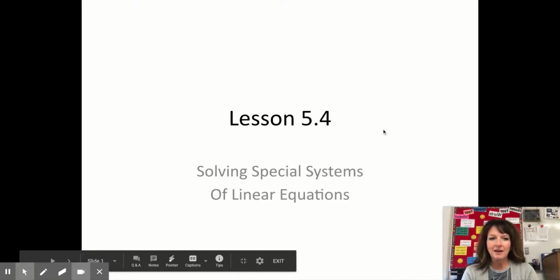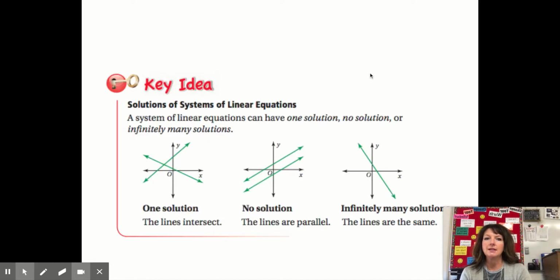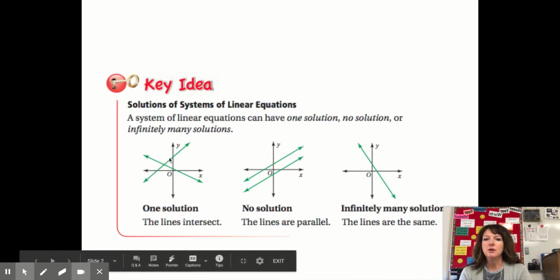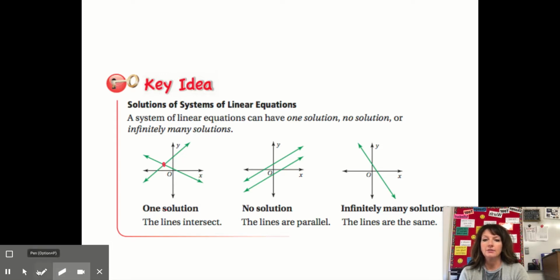Okay, lesson 5.4, we're going to be solving some special systems of linear equations. And this is what we mean. This is what we've been working with up to this point. We have two lines on the graph, and the place where they intersect right here is the solution, okay? There's one solution. There's only one place where those two lines intersect.